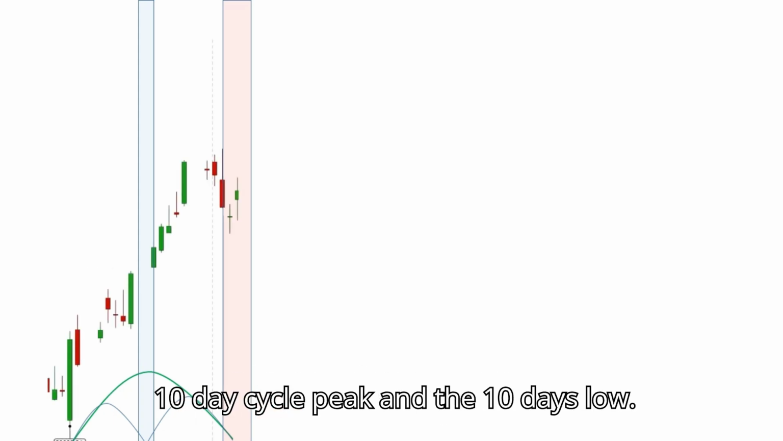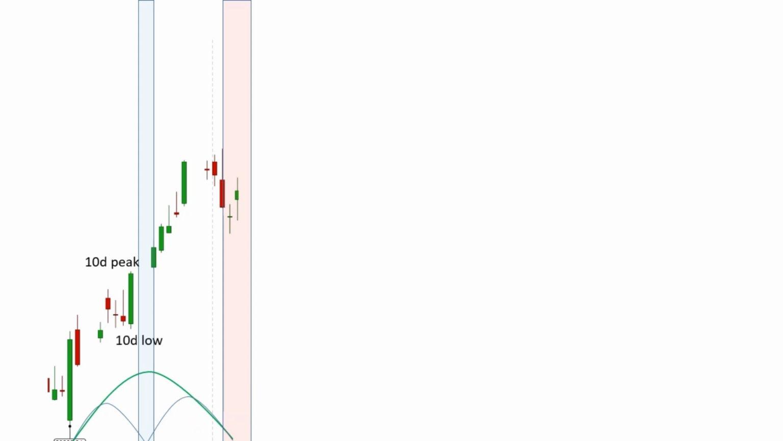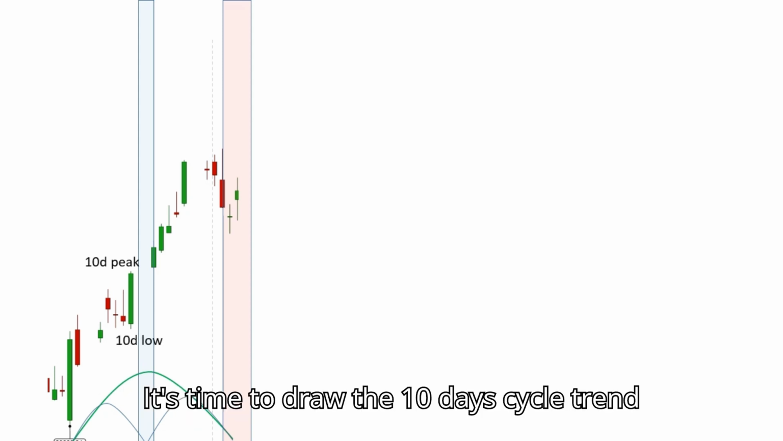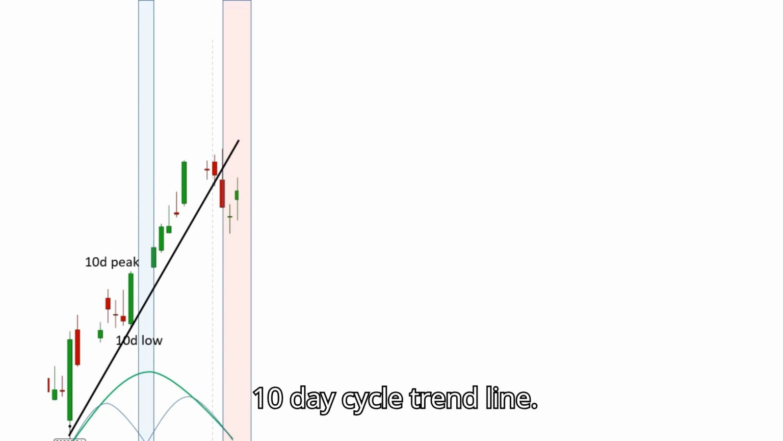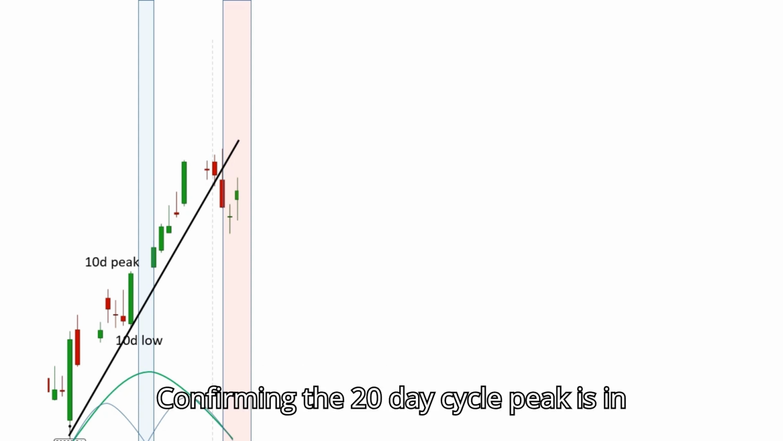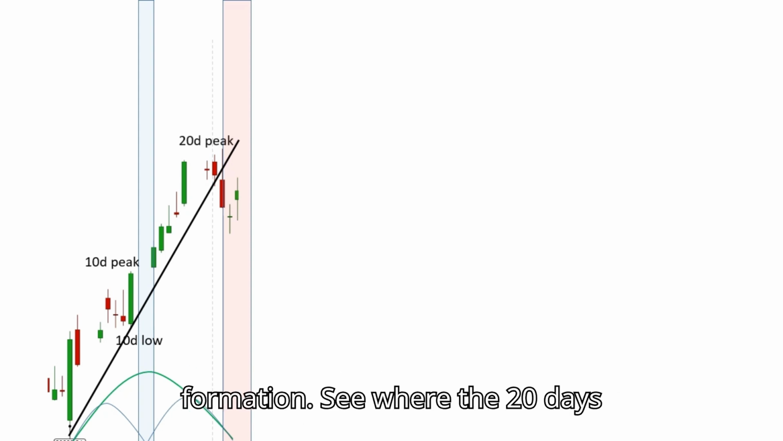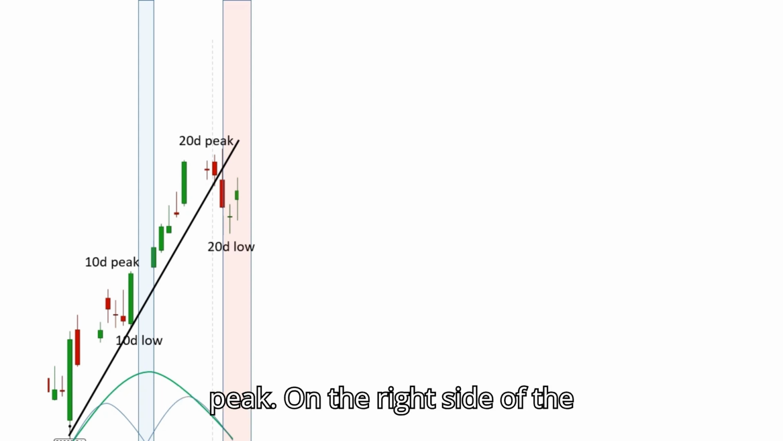Here the 10-day cycle peak, and the 10 days low. It's time to draw the 10-day cycle trend line. The market crossed below the 10-day cycle trend line, confirming the 20-day cycle peak is in formation. See where the 20 days price peak occurs compared to the cycle peak.